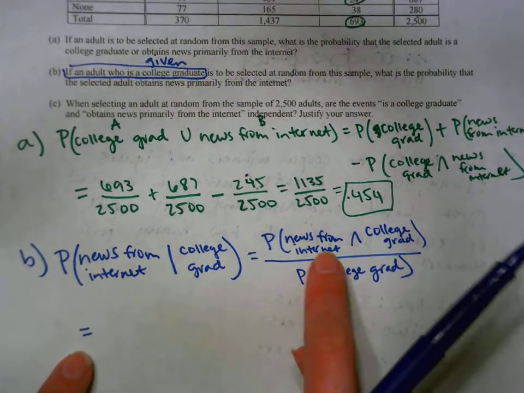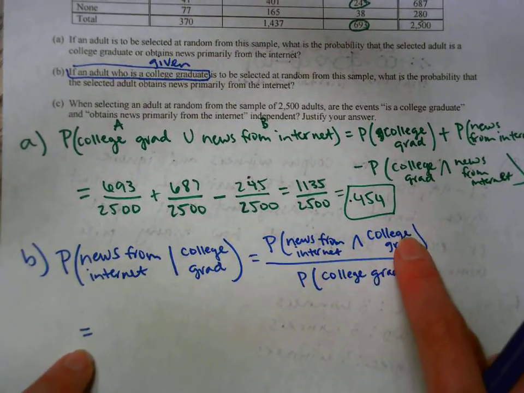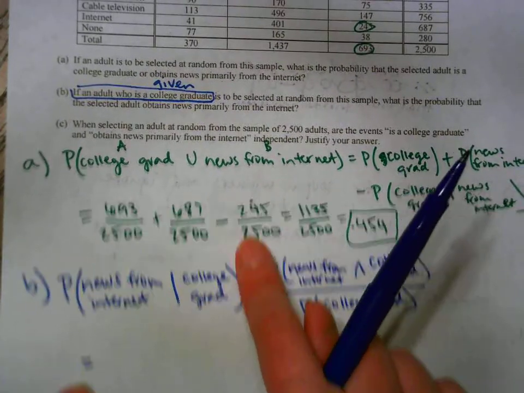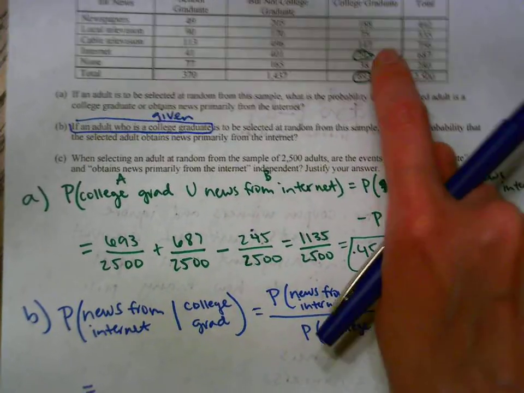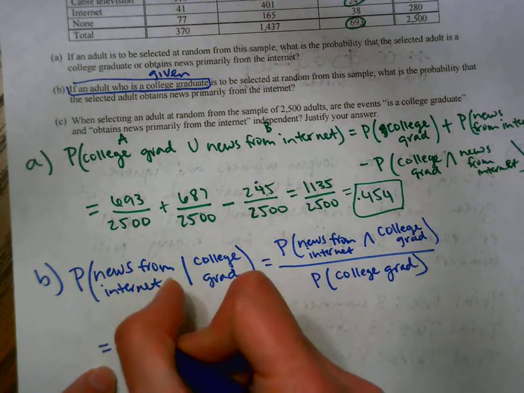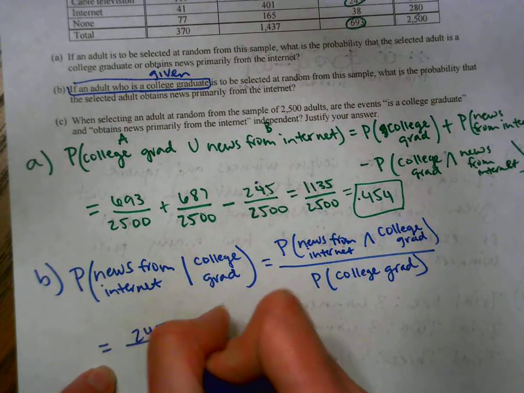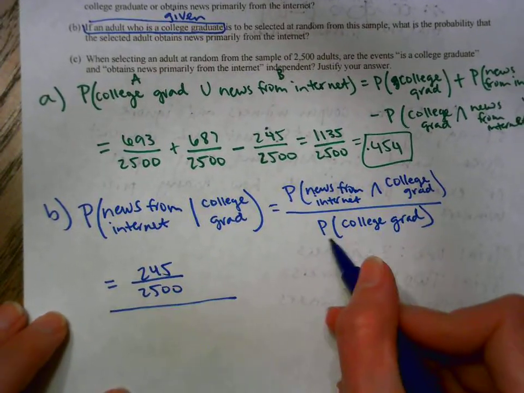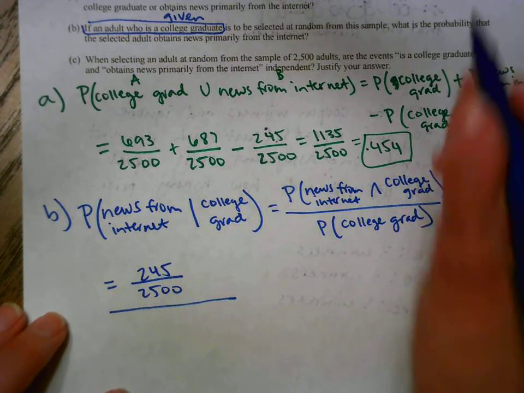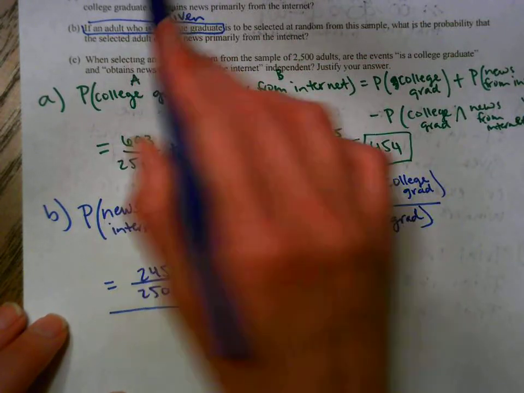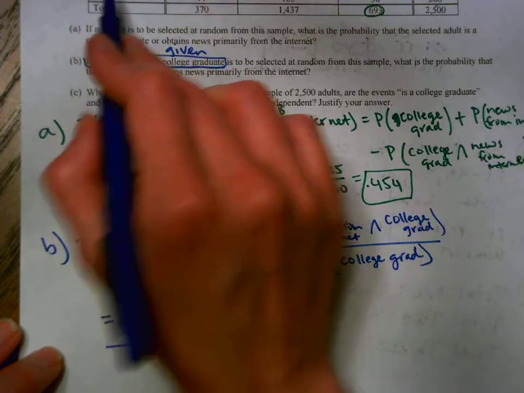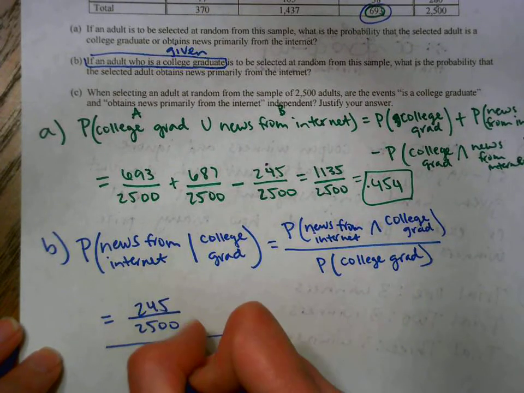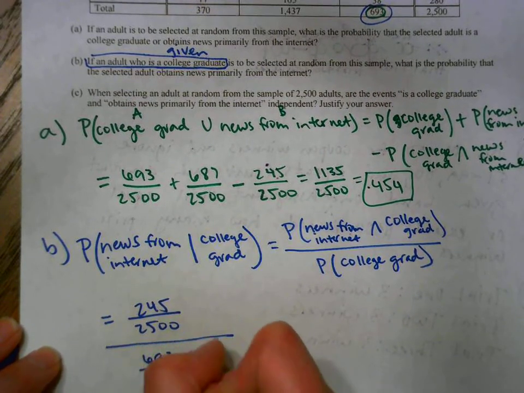So what's the probability of getting news from the internet and being a college grad? Well, we already said that here, right? News from the internet and a college grad is 245 out of 2,500. Again, you don't have to use that total. Over, what's the probability of just being a college grad? College grad would be 693 out of 2,500.